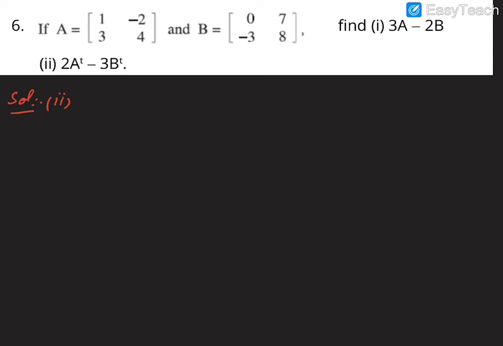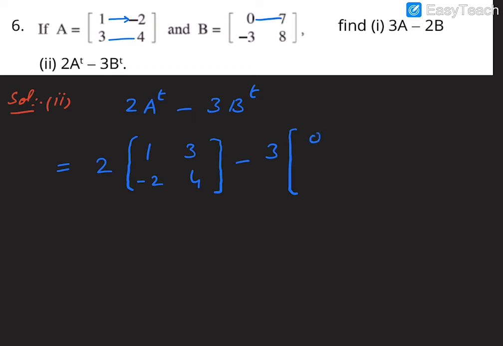Next part 2 is 2A transpose minus 3B transpose. So you know what is A transpose? Interchange rows into columns. So 1 minus 2, 3, 4 row change into column. So it will be 3, 4 column. Minus 3, what is B transpose? 0, 7, right, row into column. Minus 3 and 8. Now multiply 2 with each element of A transpose.